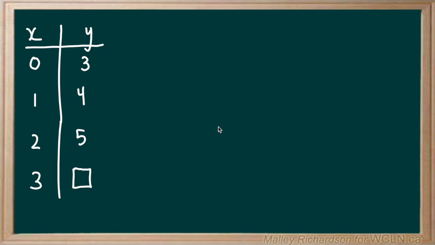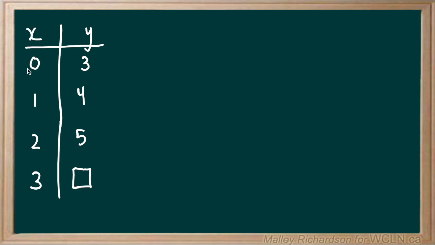This question gives us a table with our x values of 0, 1, 2, and 3, and our y values of 3, 4, and 5. Now we need to find the pattern and our missing value of y. So to find our pattern, we're going to need to find our changes in x values and our changes in y values. Let's start off by finding our change in x values.